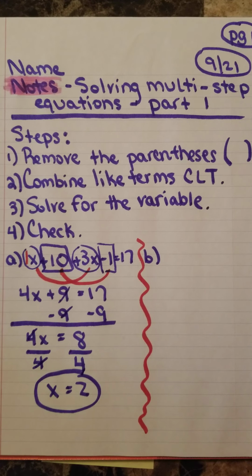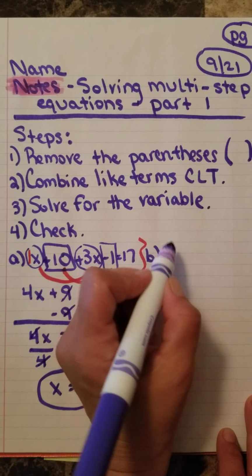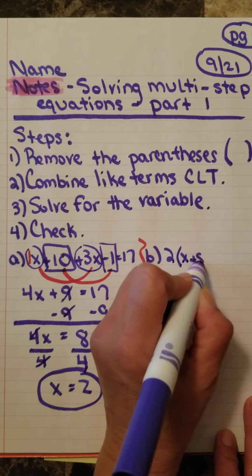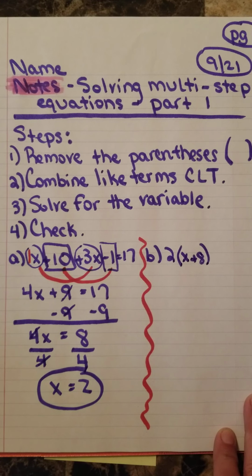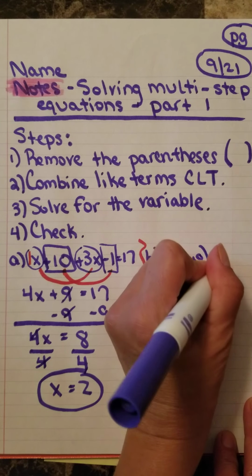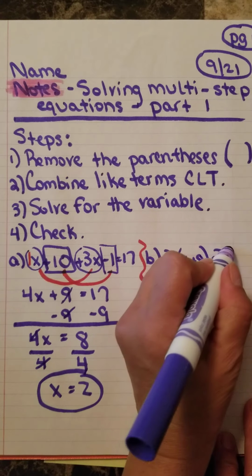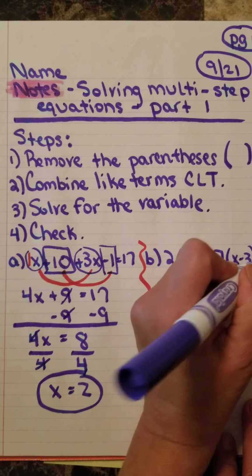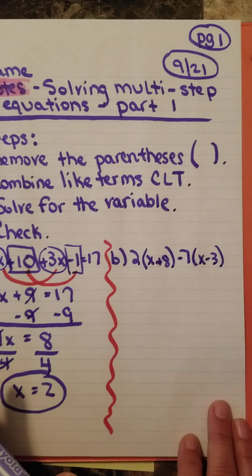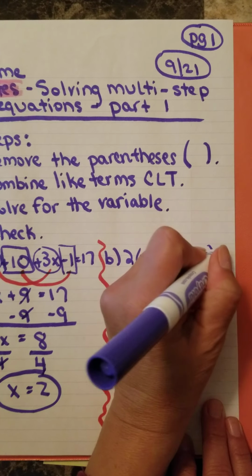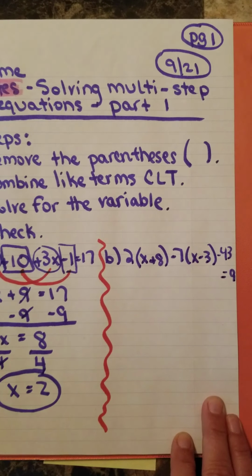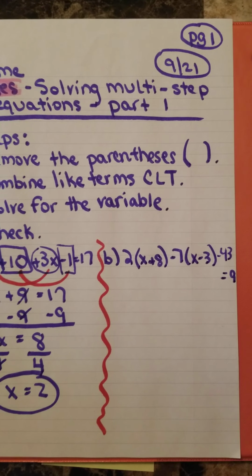The last example, can you write this down for me? 2 parentheses, x plus 8, close parentheses, minus 7, parentheses x minus 3, close parentheses, minus 43 equals 9. I ran out of room, so I'm just putting it on the bottom. And again, if I'm going too quick, you can always pause your video.